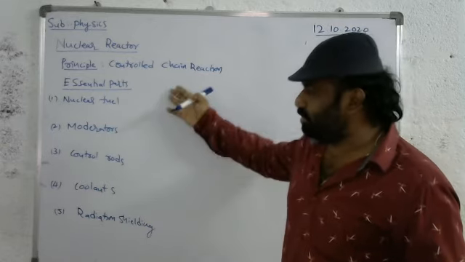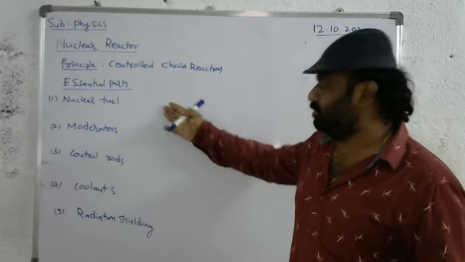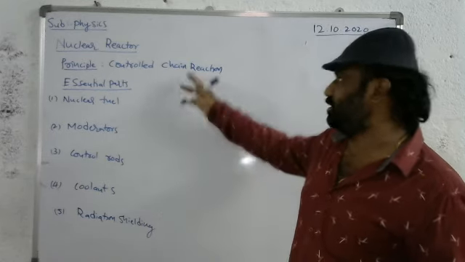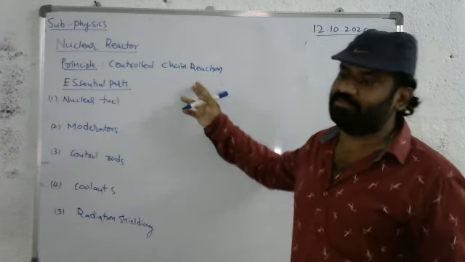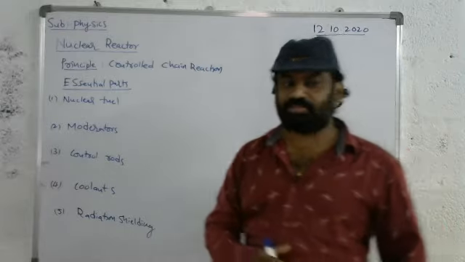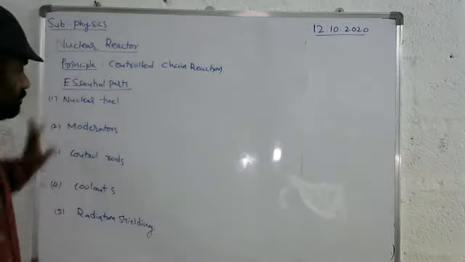We have to explain these 5 parts, each of which carries 1 mark. Totally this is 5 marks, and the principle is 1 mark, so 6 marks. Next, the diagram carries 2 marks. Totally we have an 8 marks question. So look here, nuclear fuel.